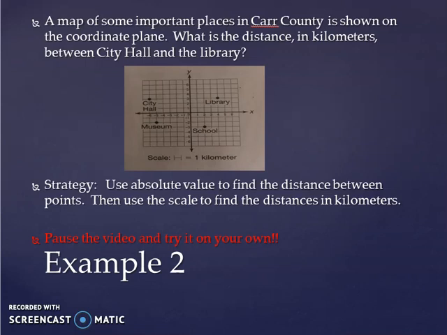So you're going to look at the scale down here because sometimes that scale may be different. But if you look at this little H here, that's representing each one of these little marks here. So as you hop, those are considered 1 kilometer. I want you to pause the video and try it on your own first, and then we will go into the explanation. Pause your video now, please.